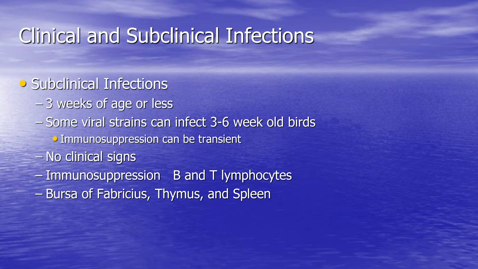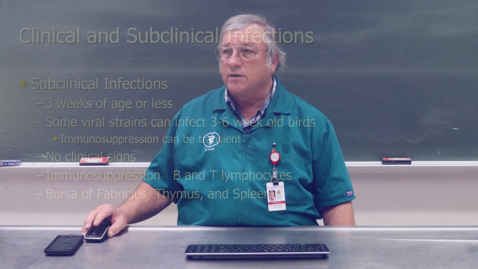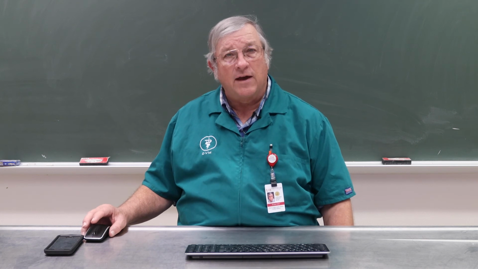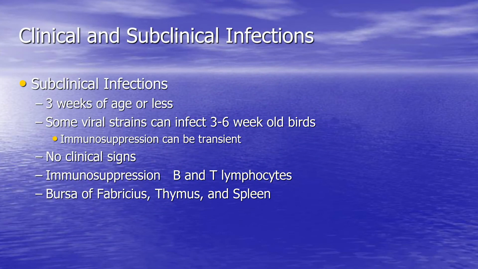But the biggest problem with this disease as subclinical is immunosuppression. We reduce the effectiveness of the immune system. The disease does that, with maybe no clinical signs whatsoever in those birds. But what happens is the B and T lymphocytes, which are in the bursa of Fabricius, the thymus, which has the T cells, and some of those both in the spleen, they just are not there.